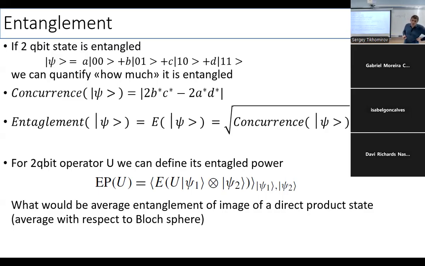It is a direct product state. So we don't say independent, even though it is informally correct. If it is equal to 0, then it is a direct product state, so it is not entangled. And the larger this value, the more entangled we consider it. And remember that a squared plus b squared plus c squared plus d squared is equal to 1, so it has a limit. It cannot be infinity.